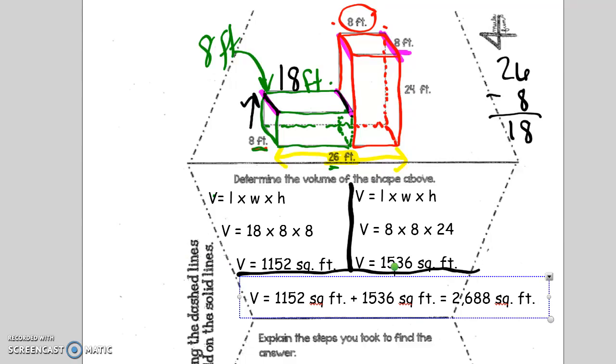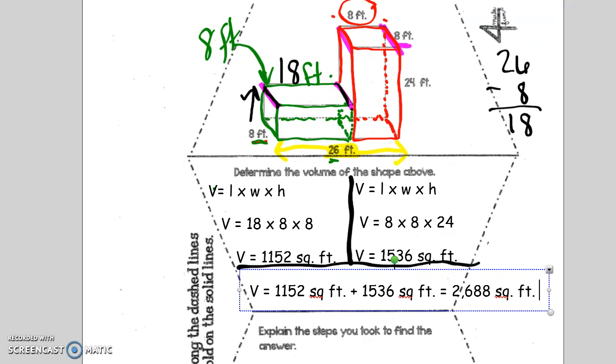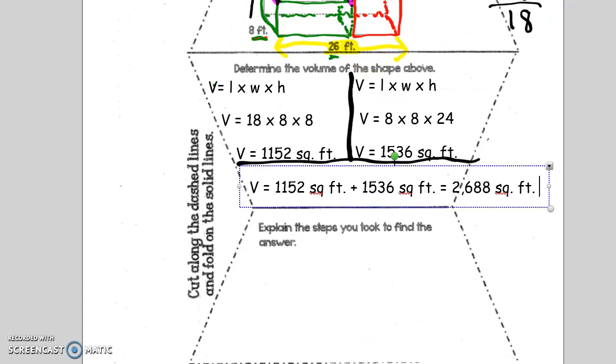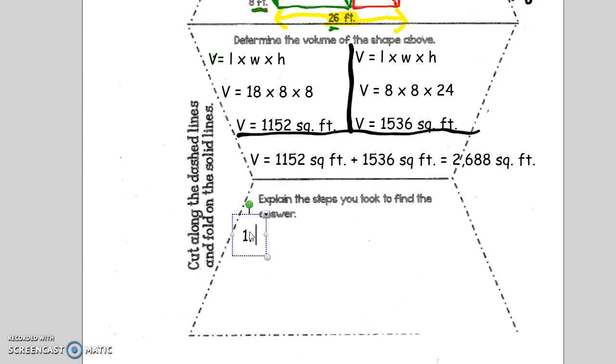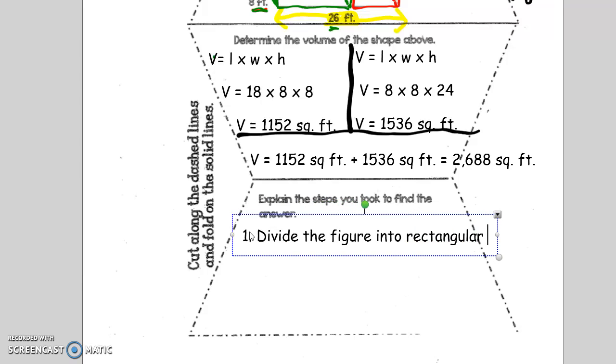Okay, now for the last section of your foldable here, we need to explain the steps we took to find the answer. So let's go way back to the beginning. The first job we did was identify the two separate rectangular prisms. I marked one green and one red. You might have used different colors. So, step one, divide the figure into rectangular prisms.